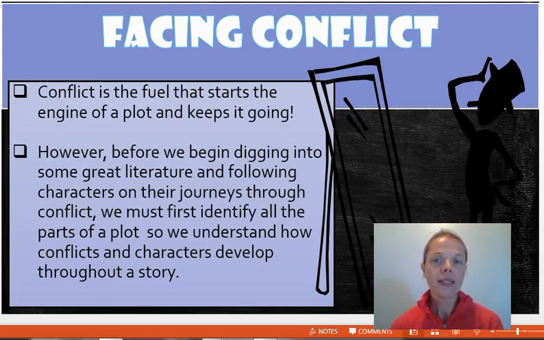However, before we begin digging into some great literature and following characters on their journeys through conflict, which is what we're doing all year, we have to identify all the parts of a plot. So we have to understand how conflicts and characters develop. An author picks a conflict and then has to create characters to actually push this conflict through the story. That's how good writing happens. You pick a conflict, something you want to happen, that's dramatic, and then who's going to make it happen.